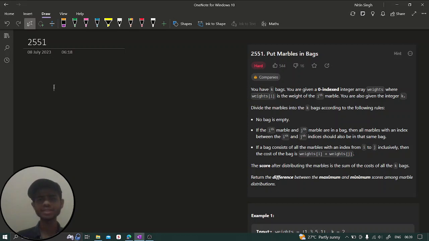Hi everyone. In today's challenge, we are going to solve this problem. The problem name is Put Marbles in Bags, and the problem number is 2551.